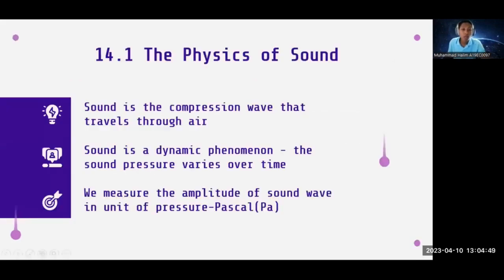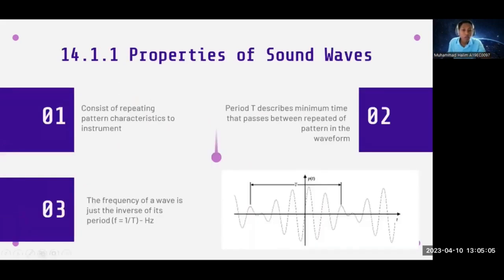So for chapter 14.1, which is the physics of sound. Sound is a compression wave that travels through air, and sound also is a dynamic phenomenon. Actually, the sound pressure varies over time. So there are properties of the sound wave. The sound wave consists of a repeating pattern characteristic to the instrument.